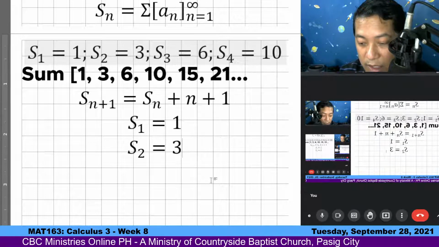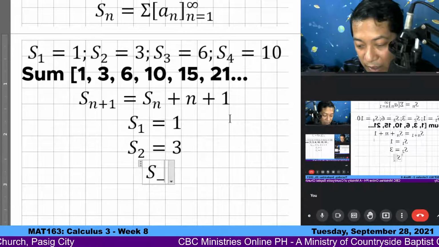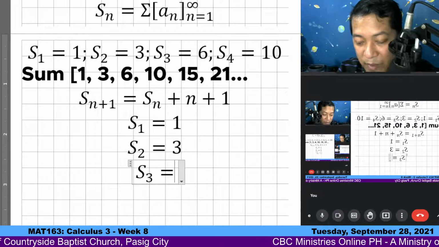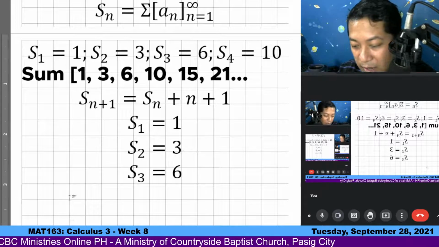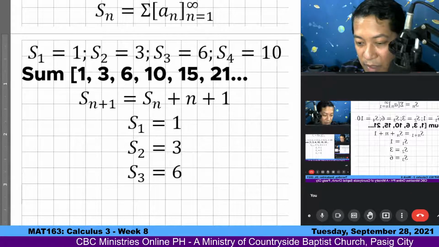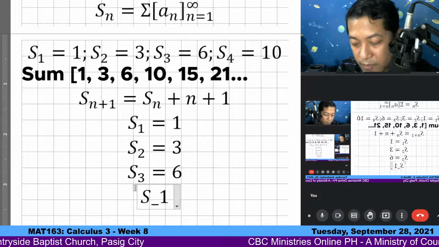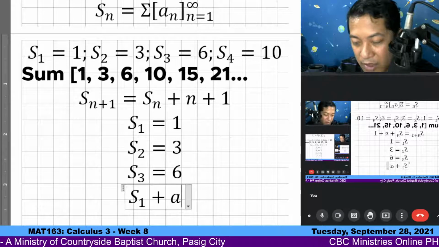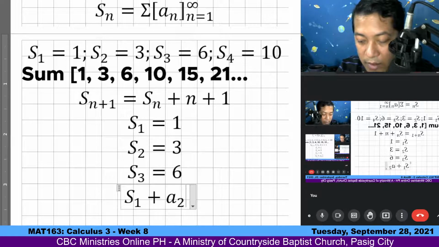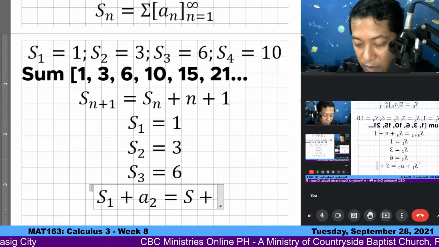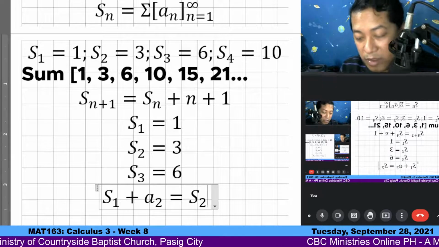Ayan. Sige, isa-isahin natin to. We will just have to analyze through mathematical induction. So sum of 3, so 1 plus 2 plus 3 is 6. Okay. And then etc. So it will flow. So we could infer, now based on this assumption that S sub 1 plus the second term, now the second term is A sub 2, is equal to S sub 2. So yan yung mga assumption natin. Kasi dinadagdag mo lang yung second term dun sa first sum.